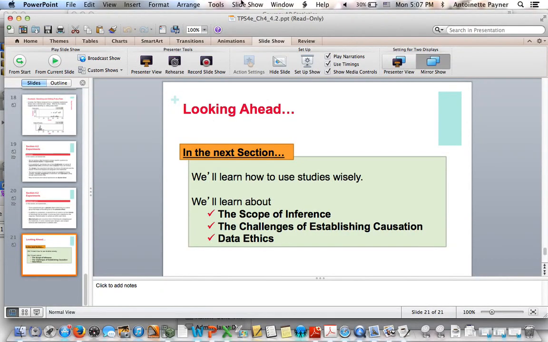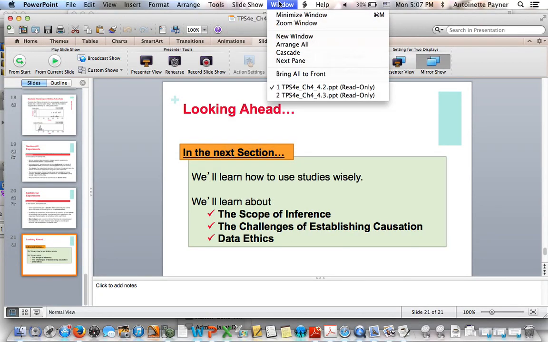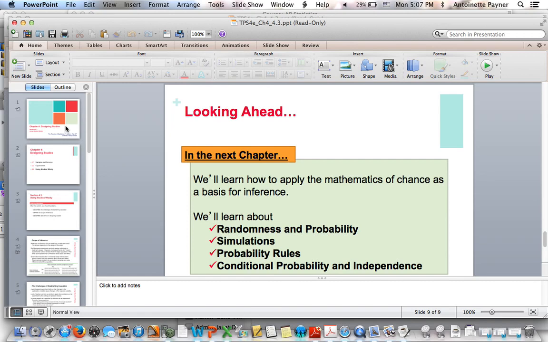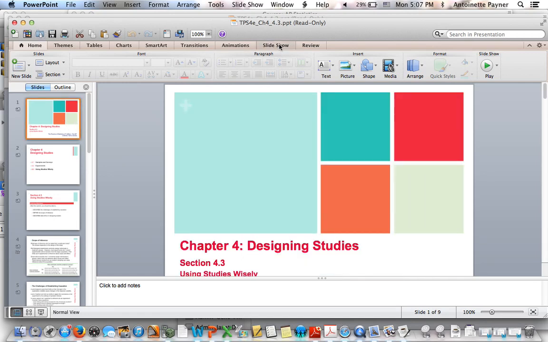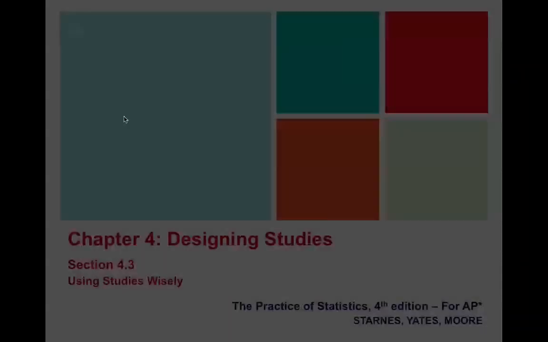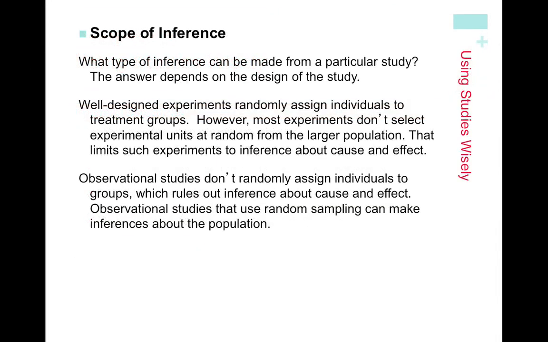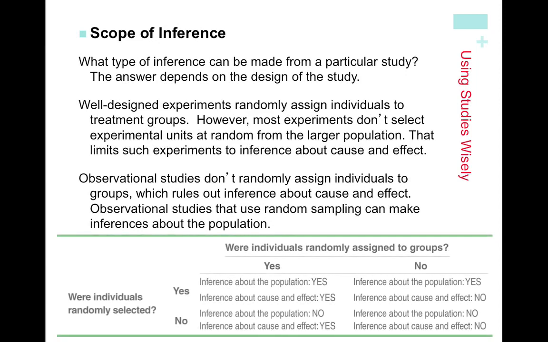Then section 4.3 had a couple things in it. Not a lot of this is on the AP exam, so I don't want to spend too much time with it. The big thing here is that you just need to remember when you can actually infer something about the population.